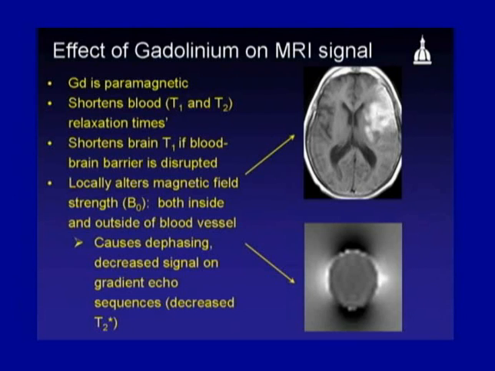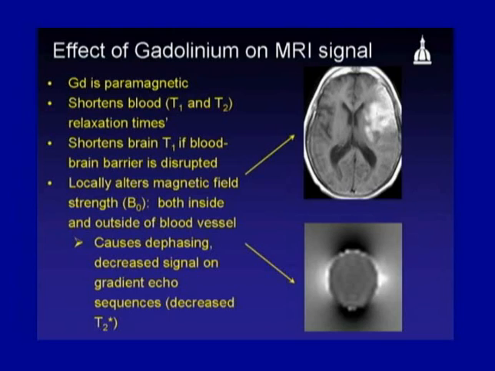Now, gadolinium actually has two different effects on the MRI signal. Gadolinium, of course, is a paramagnetic compound, and when you put it into the bloodstream, it shortens the T1 and the T2 relaxation times of the blood. If the blood-brain barrier is disrupted, it gets into the brain, and then it will shorten the relaxation times of the brain signal also. Everybody is familiar with that, of course.